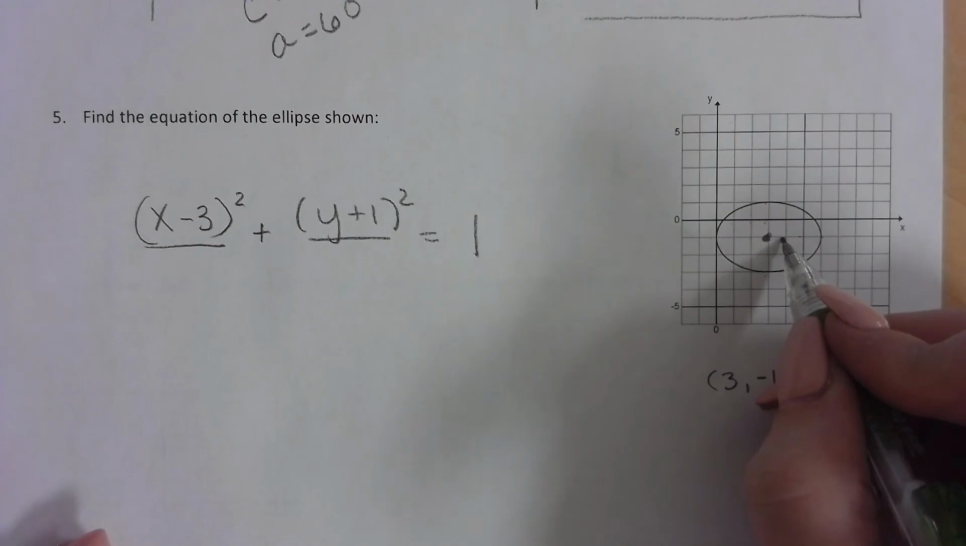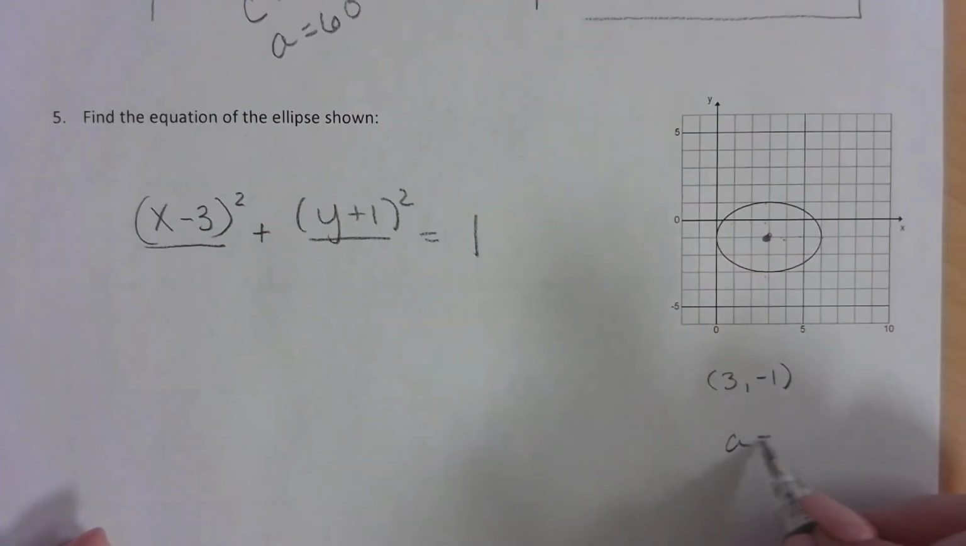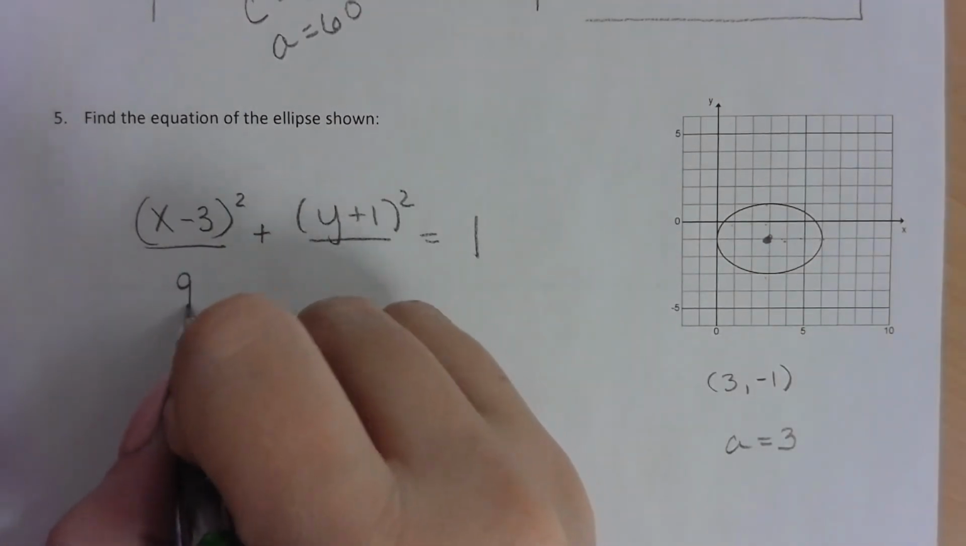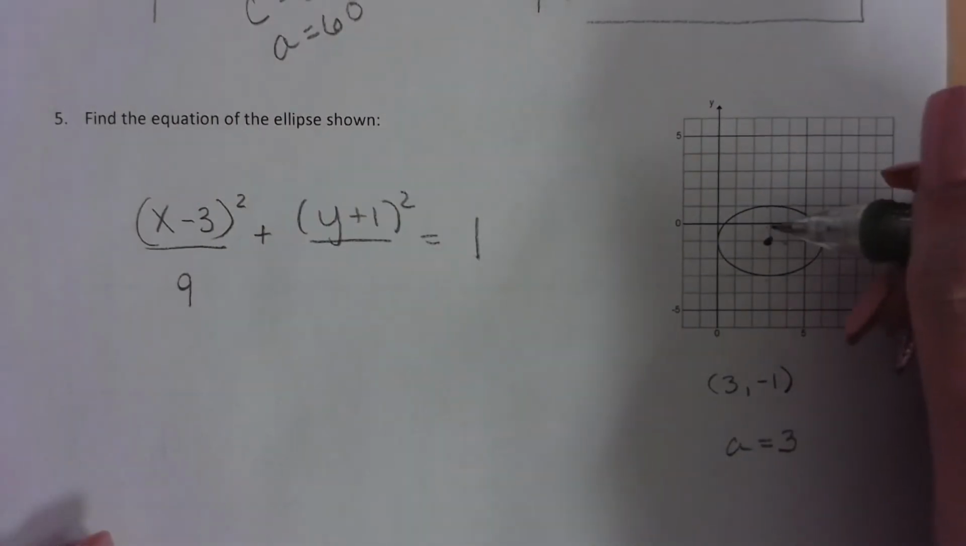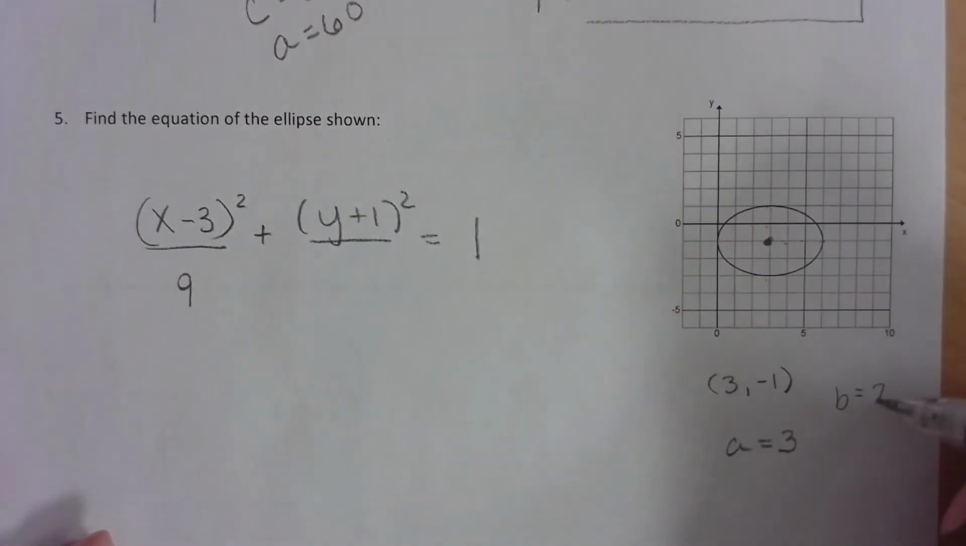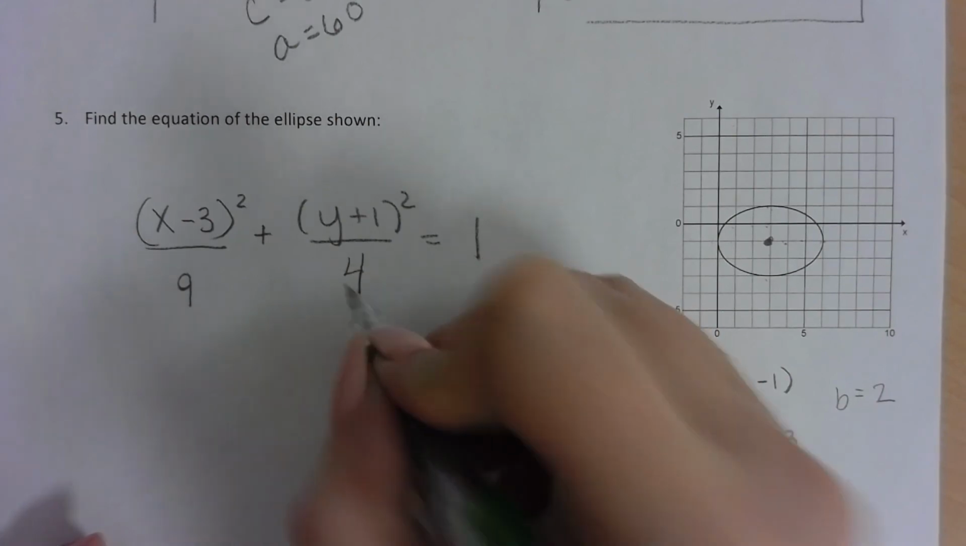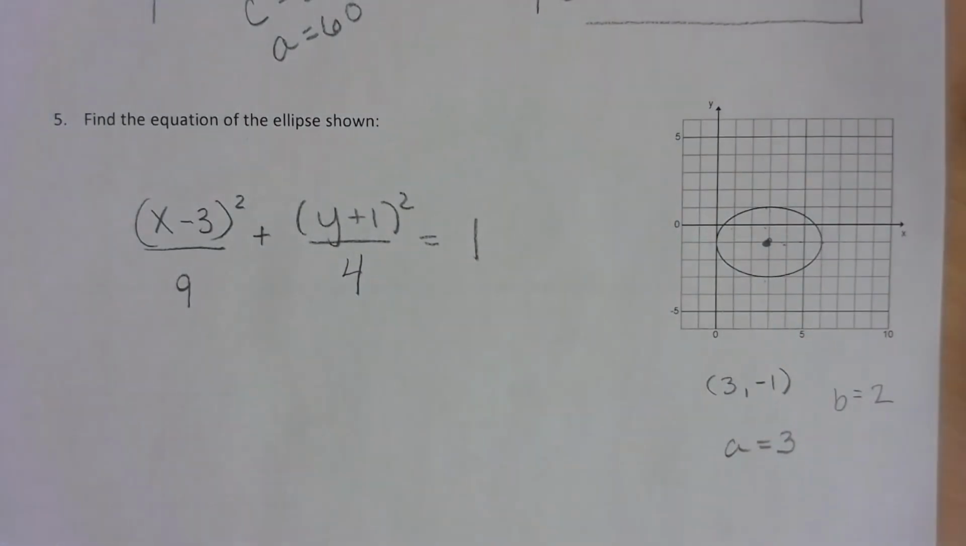Now, in the x direction, it moved 3, so that makes a 3, so a squared would be 9. And then in the y direction, 1, 2, b is 2, so that would make this 4. And that is the end of ellipses.